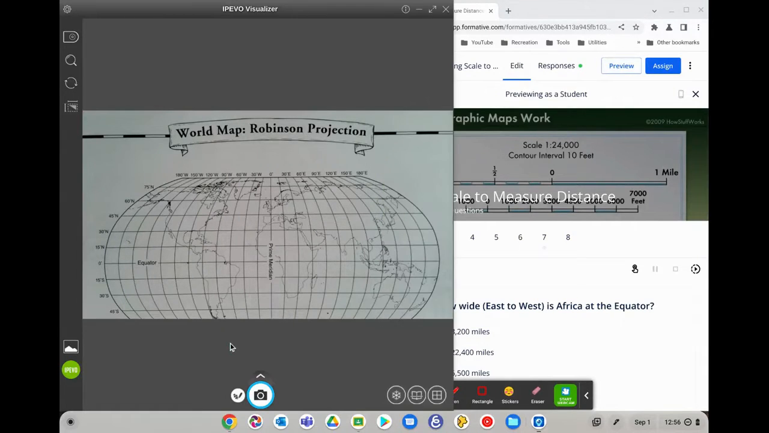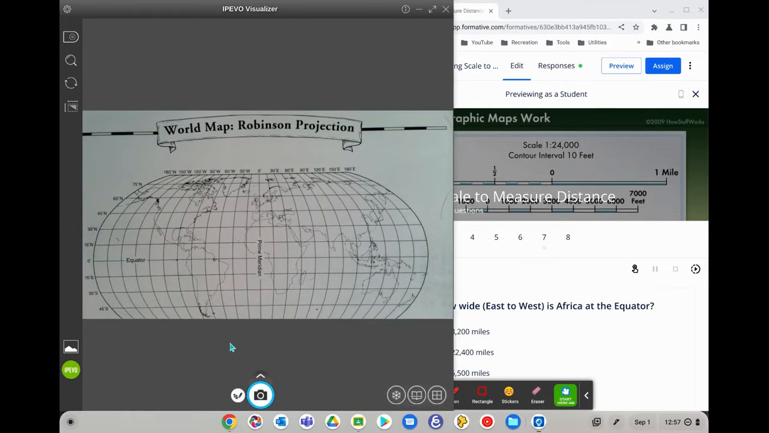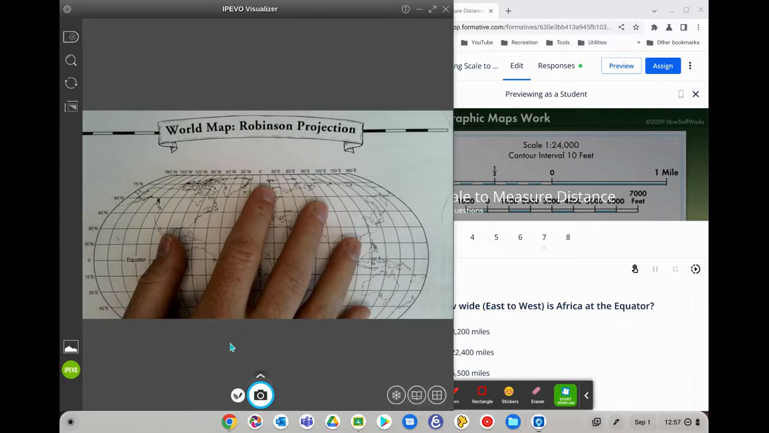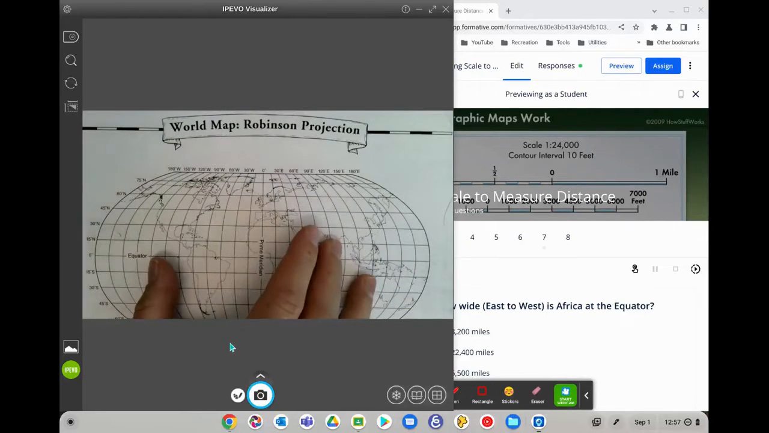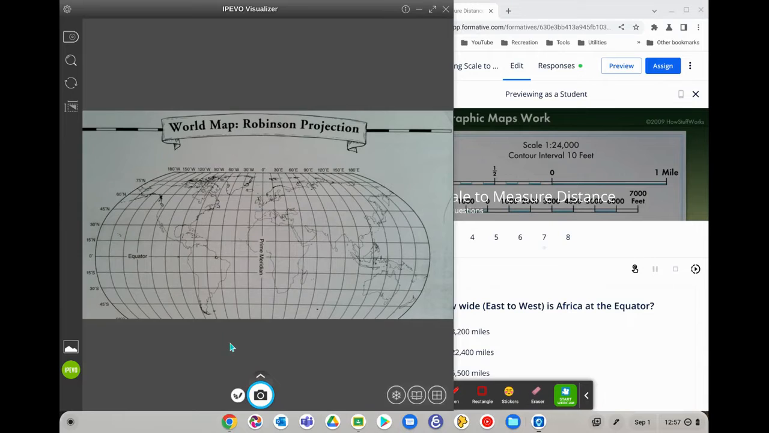To complete this assignment, you're going to need two things. The first thing that you will need is this map, this world map of the Robinson projection. You can grab this from the rolling cart at the front of the room by the TV. Every student will need one.